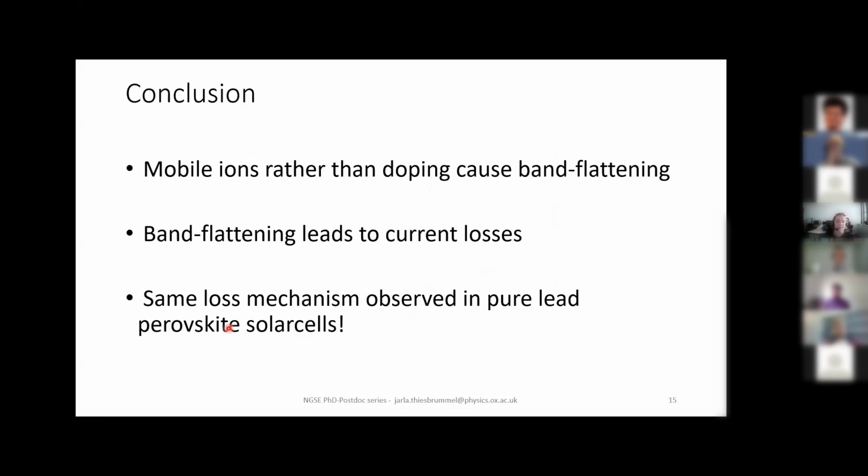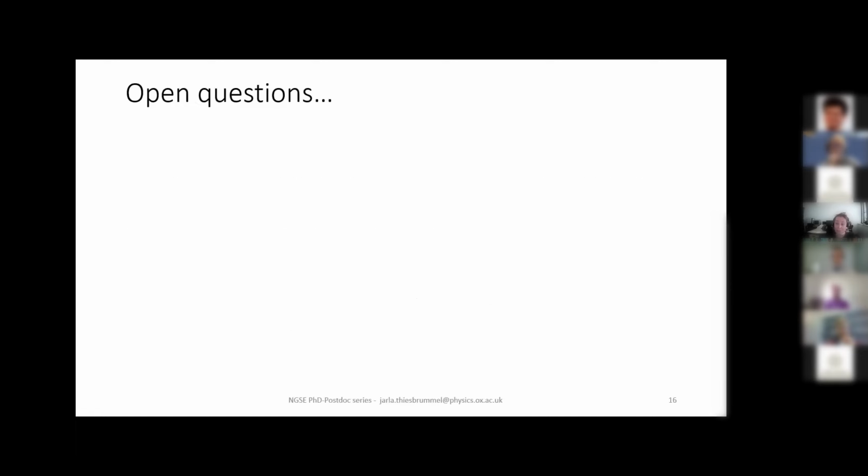All right. So from that, we concluded that in the lead-tin perovskites, mobile ions rather than doping cause band flattening, and this band flattening in turn leads to a reduced charge extraction efficiency, which causes quite significant current losses. We were then also able to generalize this, and we observed the same loss mechanisms in a range of pure lead-based perovskite solar cells. So that's an interesting conclusion, but it actually also opens up a whole range of questions.